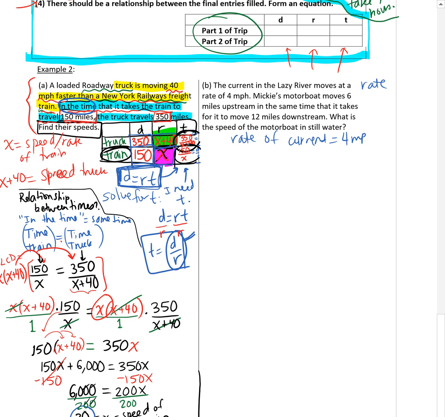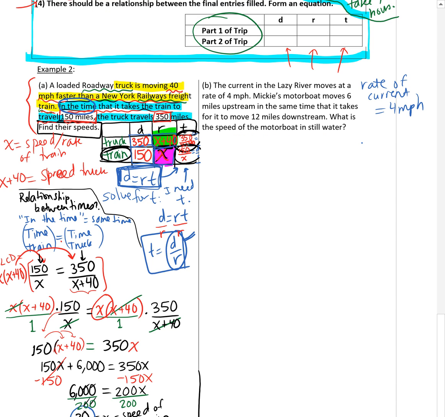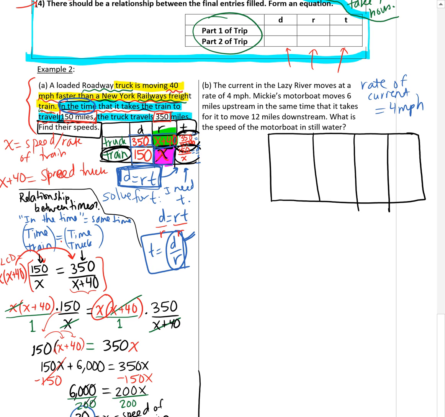You know what? I think I'm going to waste a lot of room there. I'm going to write that up here. Rate of the current is 4 miles per hour. Oh, because I want to put my table there. Okay. Yeah, I know I'm going to have to create a table here. I might as well go for it. See, I feel like I didn't leave a lot of room in the last one. I might make it a little bigger. Alright. It'll be distance, rate, and time.